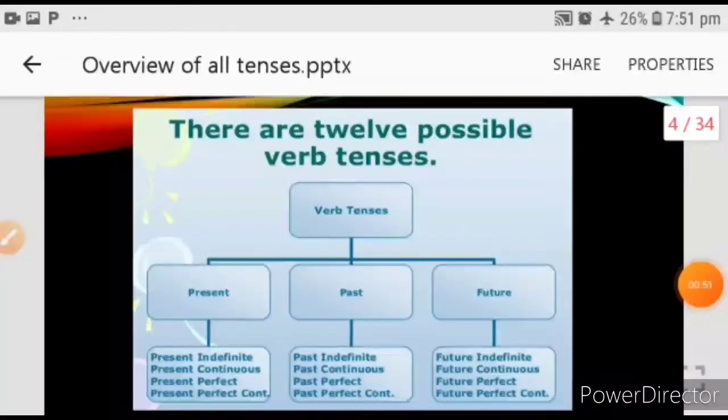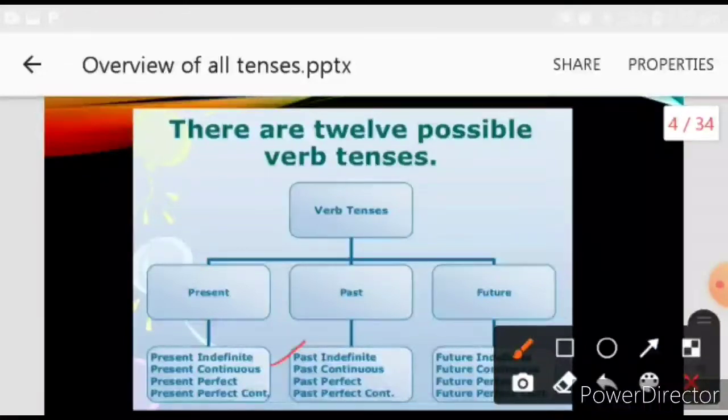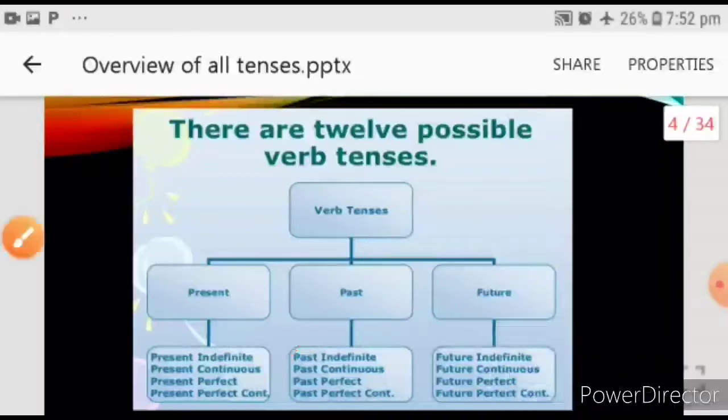Now here there are 12 possible verb tenses, basically present, past and future. These three main tenses have further four subtypes, and that is indefinite, continuous, perfect and perfect continuous tense. Now continuous tense is also known as progressive tense, so you should be familiar with the word progressive as well, because this is known as either progressive tense or continuous tense. So all these tenses have four types.